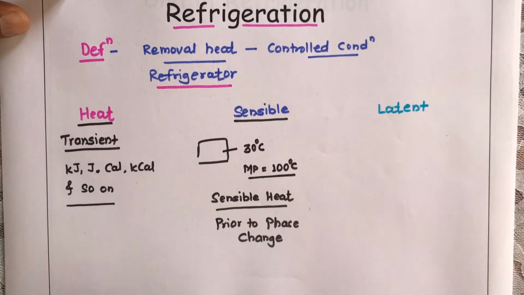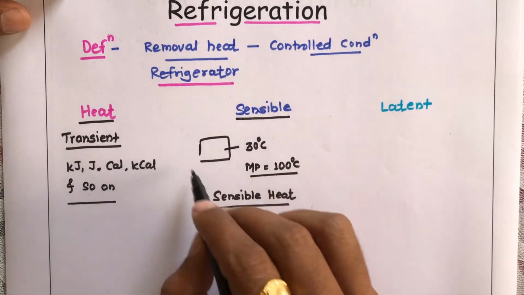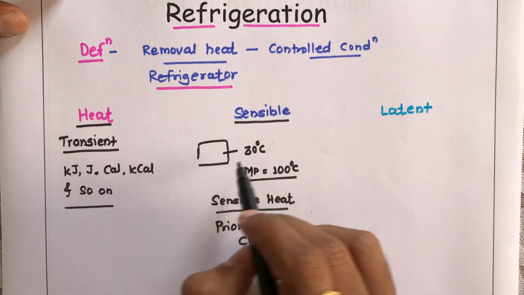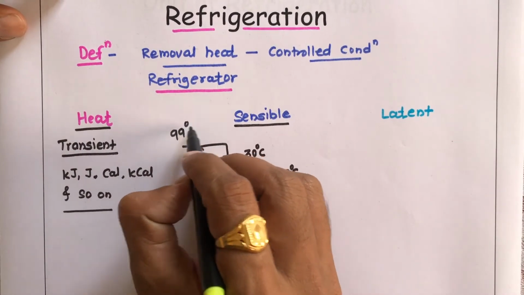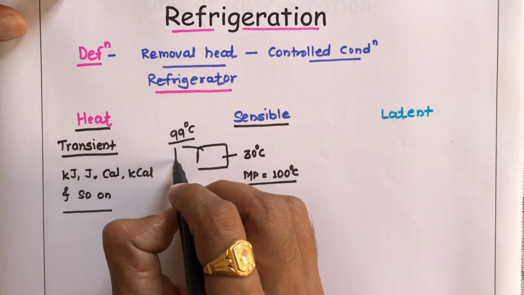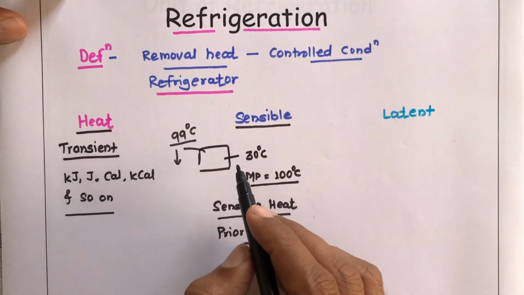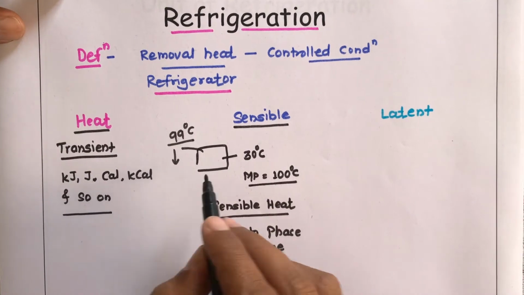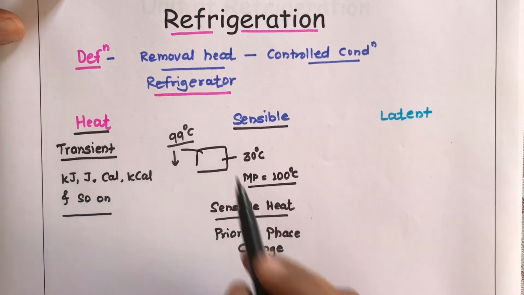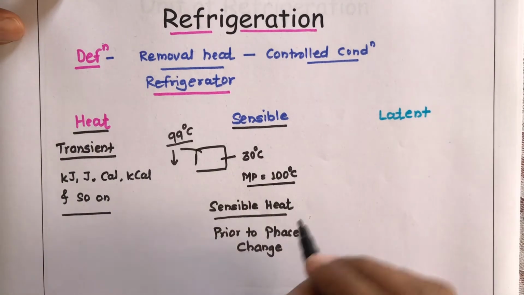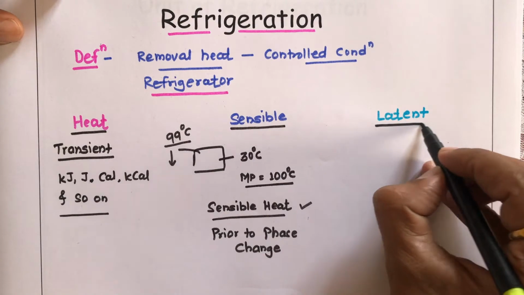Vice versa is also true. If I am cooling an object or substance, take the same example. Now instead of 30 degrees Celsius, let us say the substance temperature is 99 degrees Celsius. From that 99 degrees Celsius, we cool this substance down to its freezing point. Then the amount of heat which is removed from this substance is sensible heat.